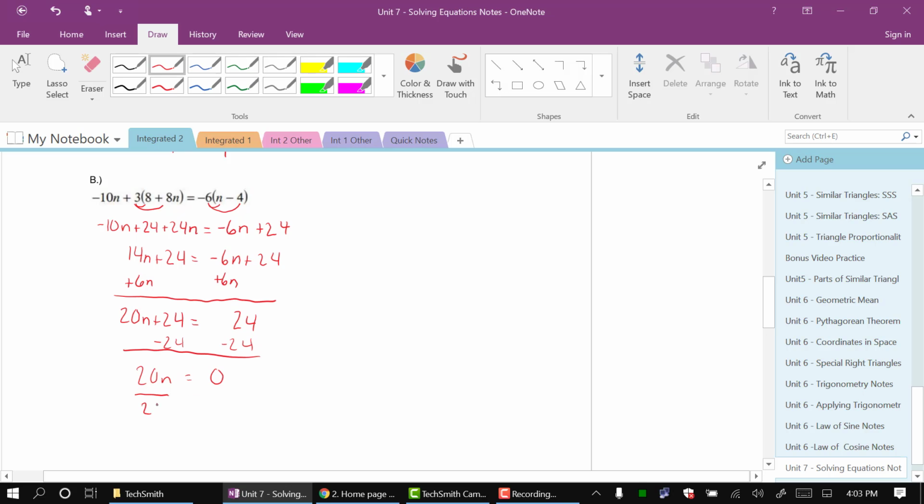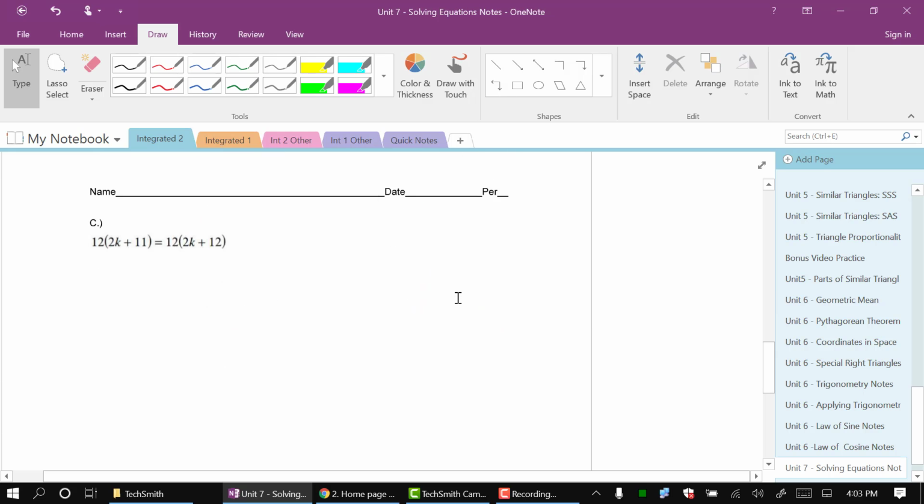The solution to this problem is, as you just said, n equals 0. Well, 0 is a number. It's not a very fancy number, but it is a number, so therefore it is a solution to this problem. So don't hate on 0. Let's go ahead and take a look at C.